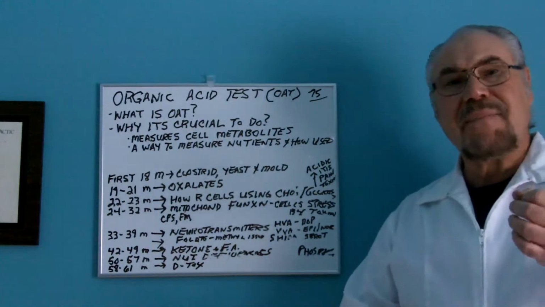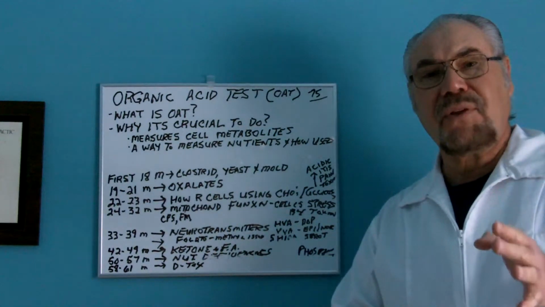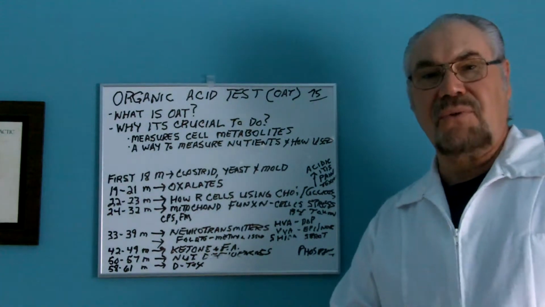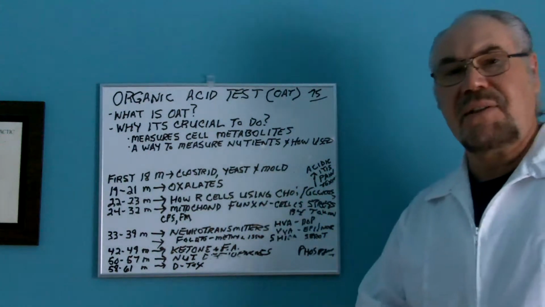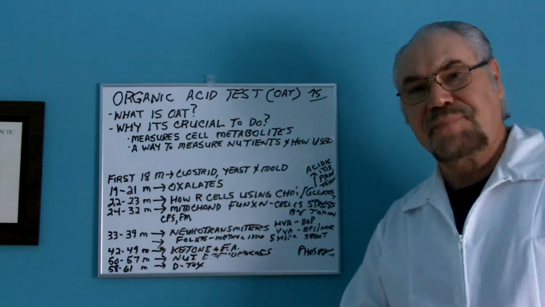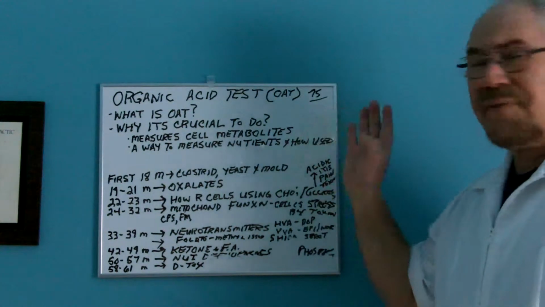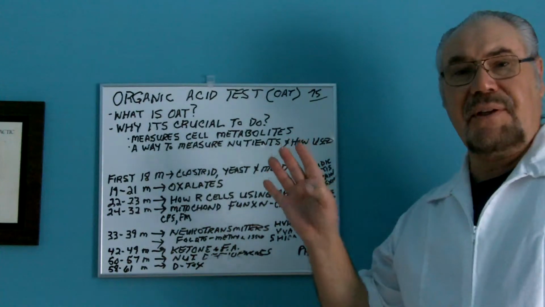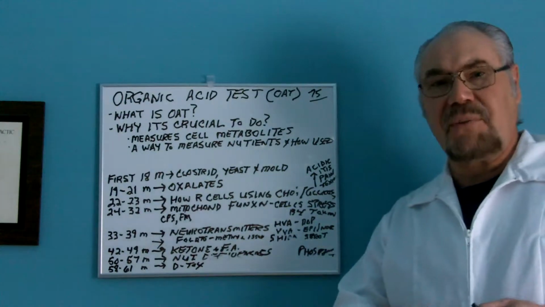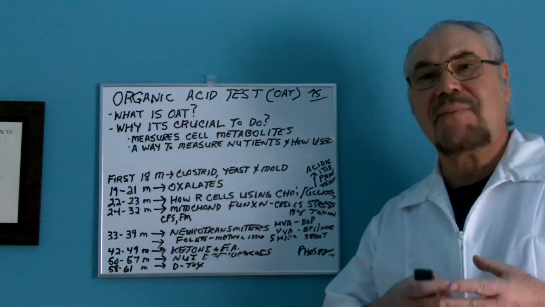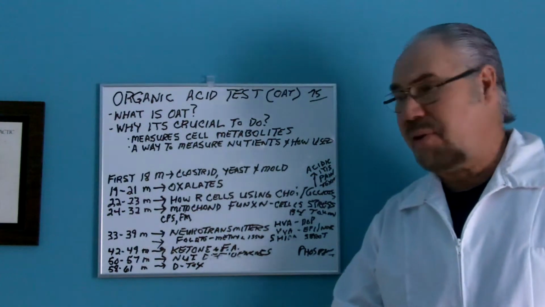It gives us a way to measure if you're getting enough nutrients, but more importantly, how are you using those nutrients? We need to know that. And this test gives us some insight into these things. All right, so there are 75 markers on the organic acid test. It's very complex. I just want to go over it briefly with you so you get some general idea, because you could talk for a long time on this stuff.